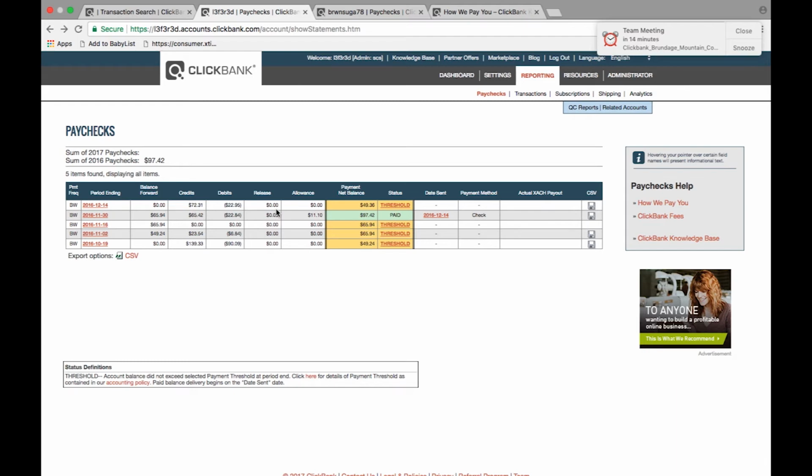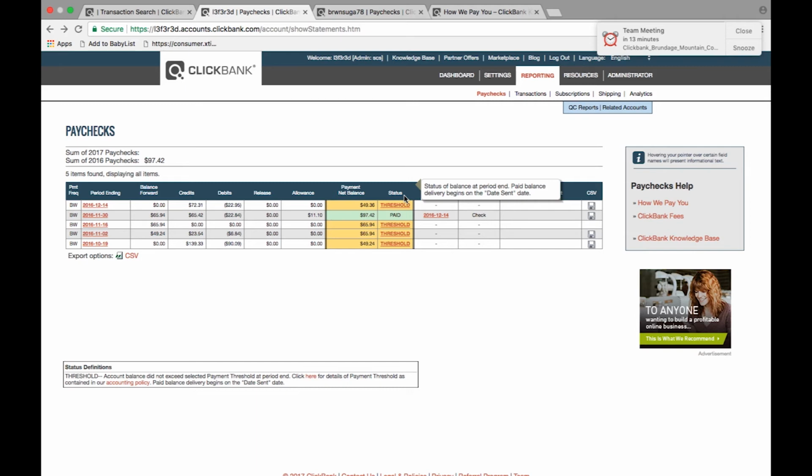Next, you can see your payment net balance. This is the USD amount that we pay you. If the amount is in parentheses, you have a negative balance. Accounts with a negative balance for over 6 months will be automatically closed. We will not send a warning or notification about the account closure because we expect clients to be logging in and monitoring their accounts. Under status, you can see if the payment was or wasn't sent.